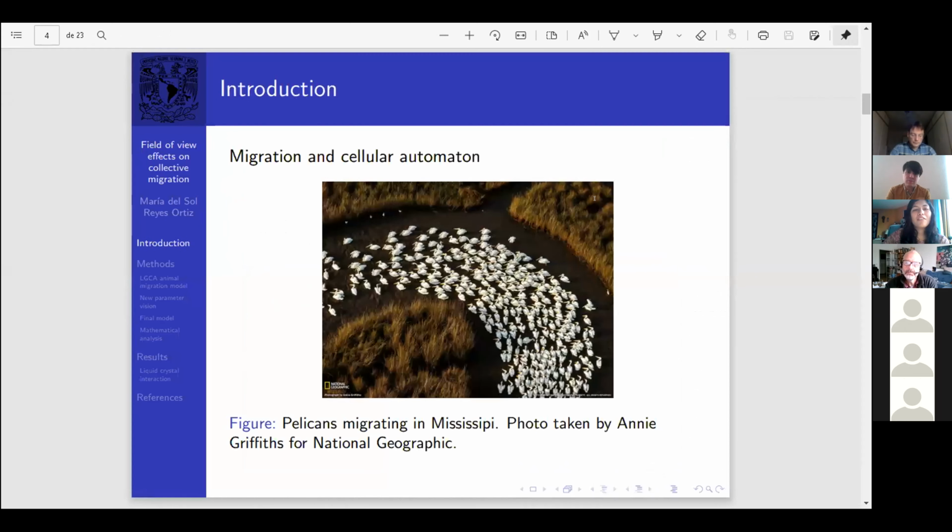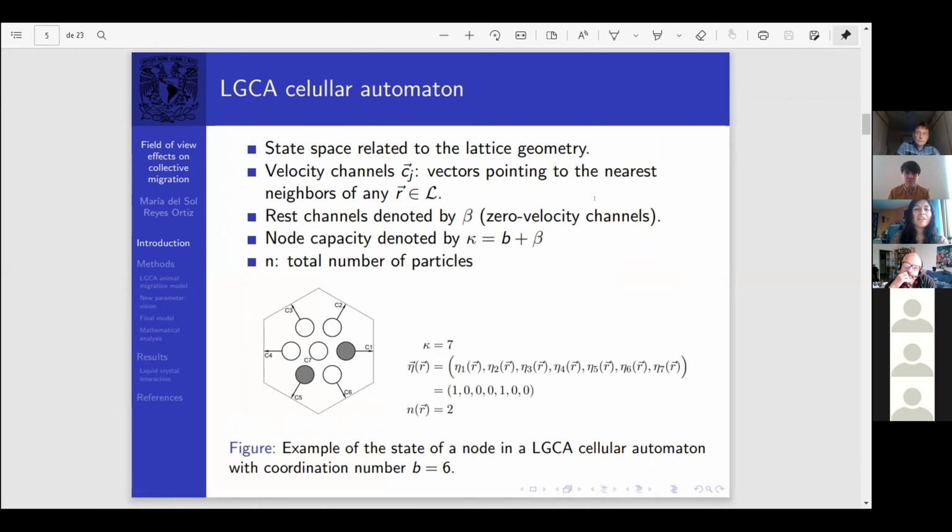First of all, our aim in this research is to create a more realistic model to explain how animals migrate, and we will use cellular automata for this aim. In our case, we will use specifically an LGCA cellular automaton. In this type of automaton, we have a state space that is related to the lattice geometry, and here we can define some velocity channels, which are basically vectors that point to the nearest neighbors of any of the nodes in the lattice. And in each node, we can also define some rest channels. We can see the node capacity and the total number of particles that we have in each node.